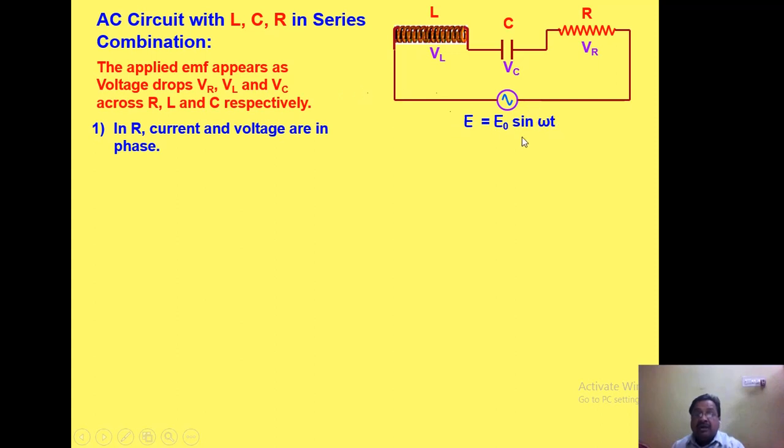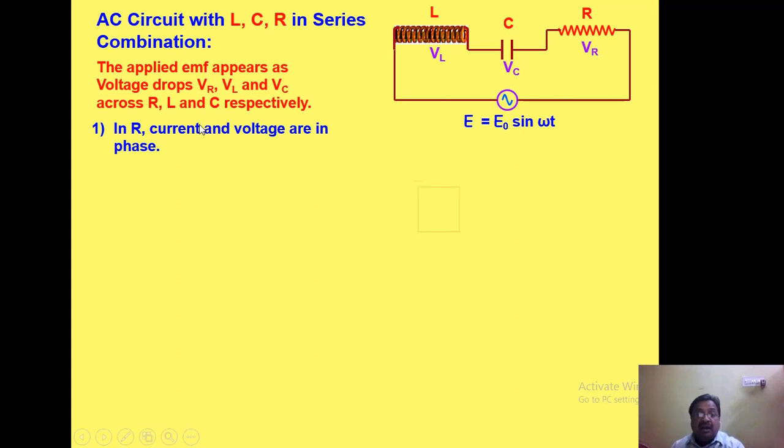When the source of EMF is connected across the circuit, a current is flowing through the circuit, and how that current changes the induced EMF, that we will discuss here. The applied EMF appears as voltage drop VR, VL and VC across resistance R, inductance L and capacitance C respectively.